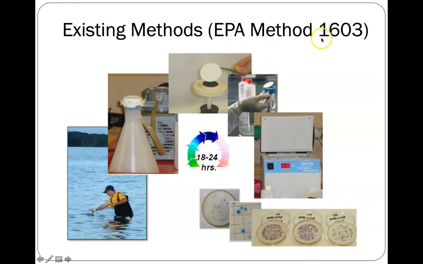This is the EPA method 1603, and it's called enumeration of E. coli by membrane filtration with modified thermotolerant E. coli agar. So it's called mTEC, modified thermotolerant E. coli agar. It's special food for the bacteria for you to be able to grow them at these elevated temperatures. By growing them at these elevated temperatures, it deters a lot of other bacteria from trying to grow and compete with what you're trying to count.